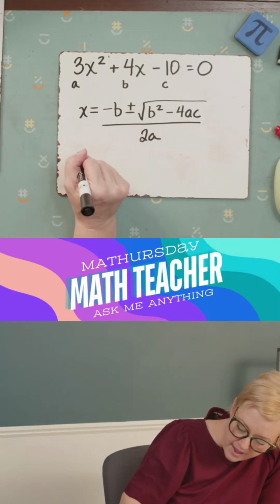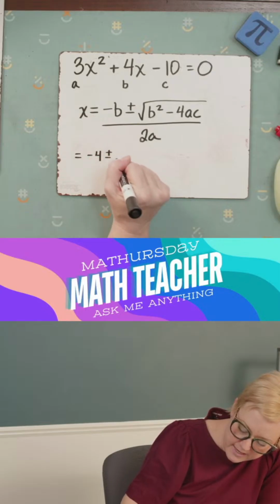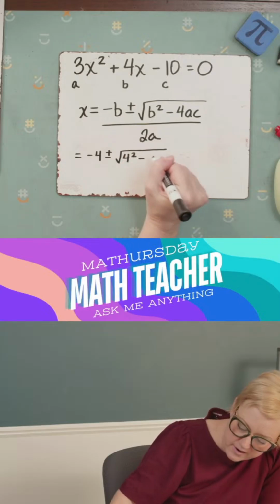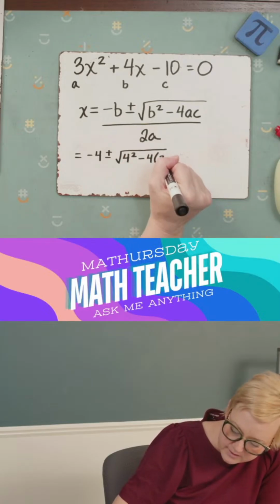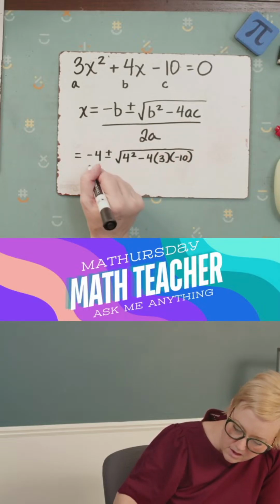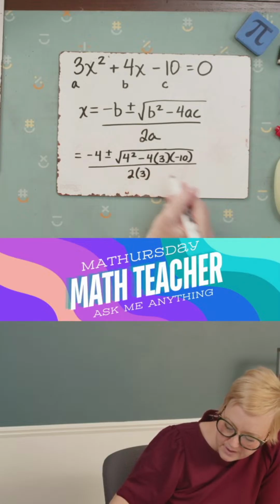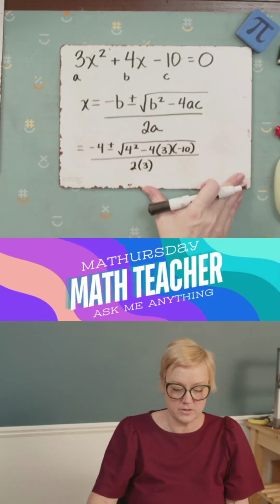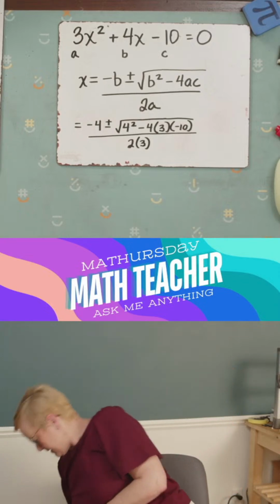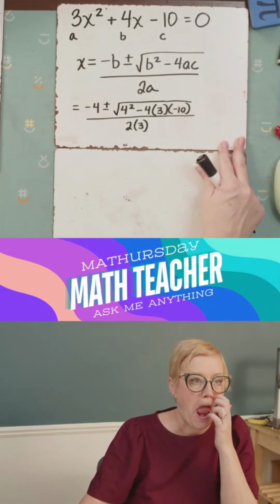All right, so x equals negative 4 plus or minus the square root of 4 squared minus 4 times 3 times negative 10, all over 2 times 3. So I just plugged in all my numbers there. I plugged in all my values right from my equation. I have to double-check this one.